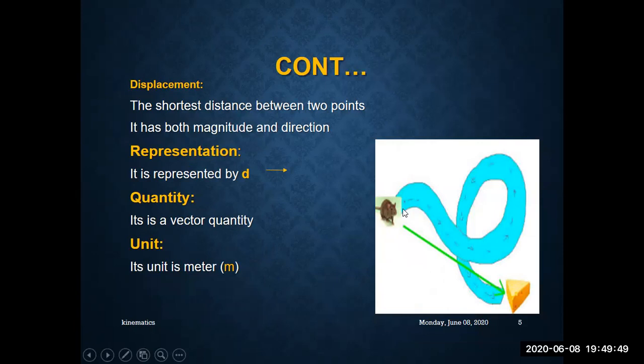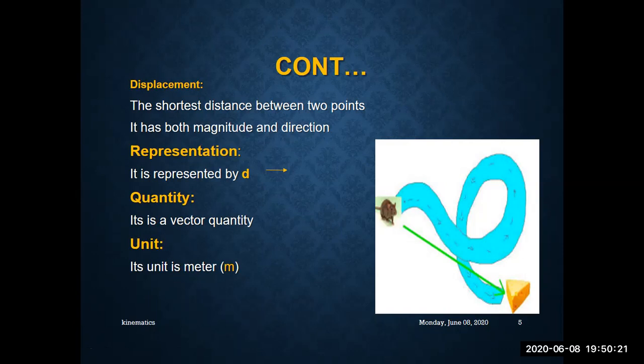If a rat is moving along this path, goes around a circular path, and reaches this piece of bread, then this rat is following a distance. But if this rat goes directly from this position towards the piece of bread, it is the least distance, called displacement, and it is a vector quantity. How is it represented? It is represented by D with an arrow, and it is a vector quantity because direction is there. Its unit is also meter.